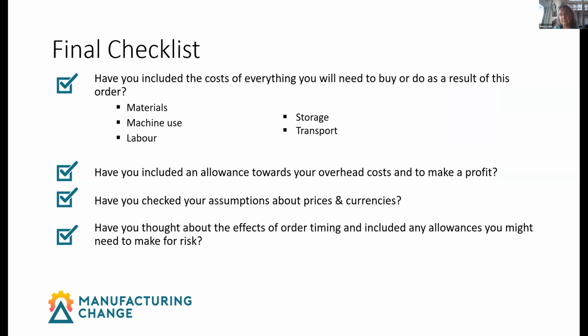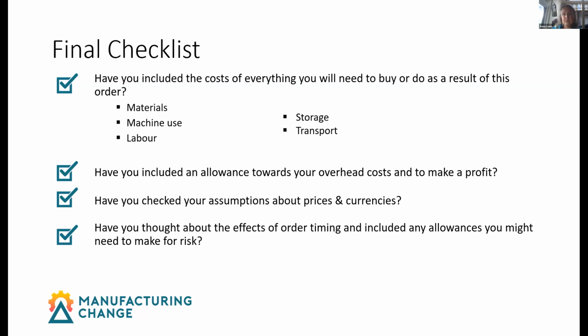So if you were making something big and you had to store them for 2 weeks before the customer is going to be ready for them, maybe you need to pay something for that storage. That's then a cost directly attributable to this order. If you need to, once you've made the products, deliver them to somewhere else, to the customer, that's a transport cost. You need to make sure that is included.